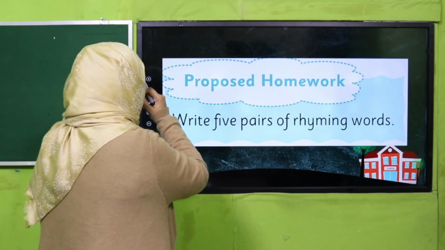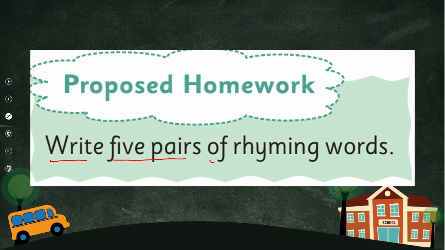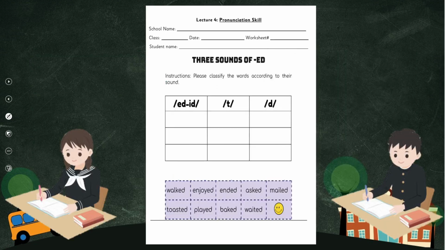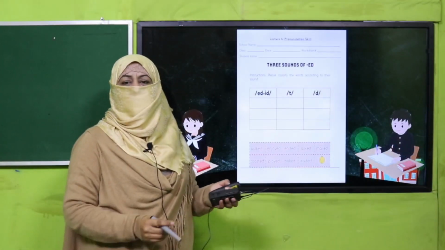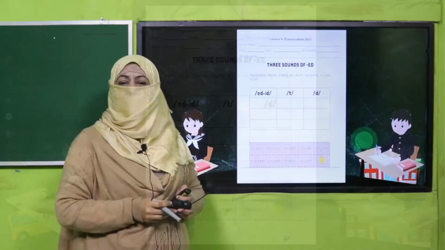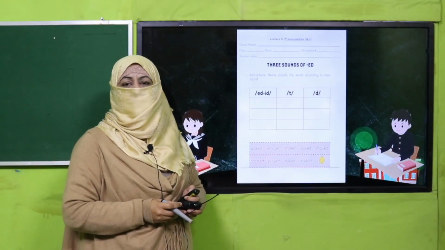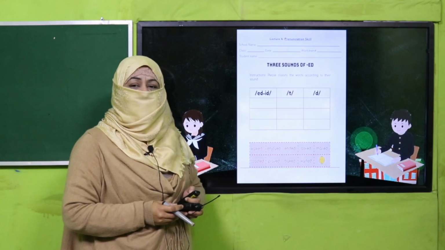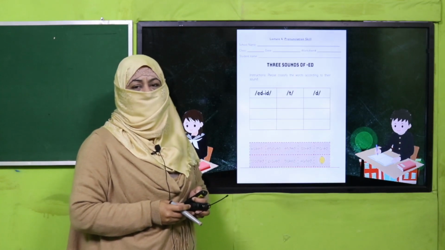So it's time for your homework. You will write 5 pairs of rhyming words. And here is a worksheet, my dear fellow teachers. This worksheet, lesson plan, PowerPoint presentation links are given. You may click it, download it, and kindly provide a printed worksheet to students for practice.